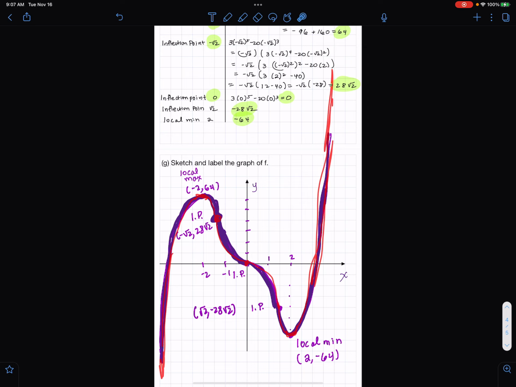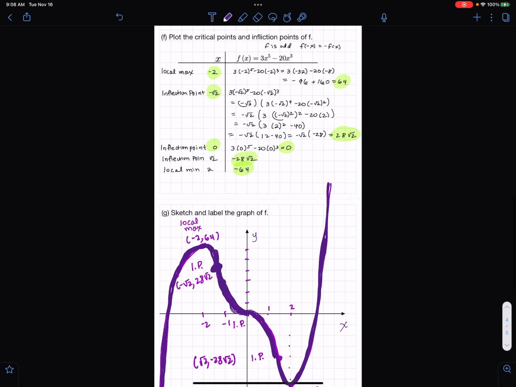And notice I'm not that concerned with getting the y coordinates very precise. I'm more interested in the shape. Even here, I want to make it clear that that's a critical number. I want to make sure that it levels off. But I'm interested in concavity, critical numbers. All right, I guess that's all I'm going to do.